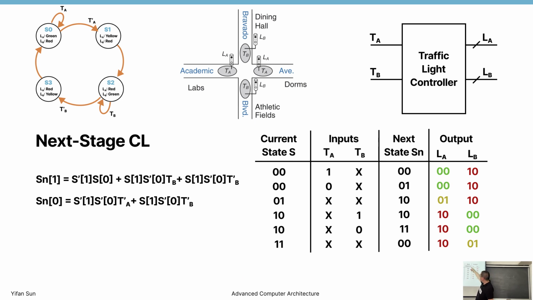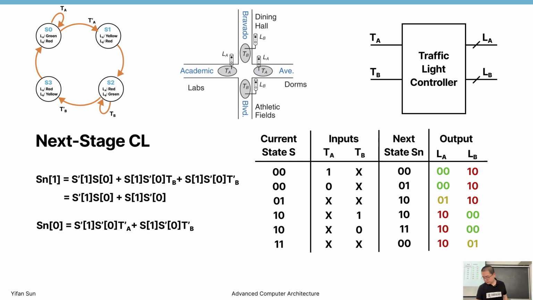Now for Sn1, it's a little bit more complex, and we consider this case. For this term, we have S1 prime, S0. Right? Now for this case, we have S1, S0 prime, TB. For this term, we have S1, S0 prime, and TB prime. Okay, just use all the ones to generate every minterm in this sum of product form. Now, this is sum of product form. It's not a minimized form. So we can simplify it. How can we simplify it?